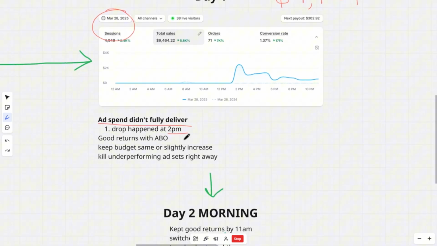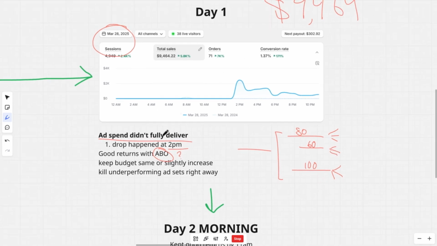So we had good returns with ABO. What is ABO, if you are wondering? This basically means this is your campaign, this is your ad set, and then under each of these you have your ads. So ABO is setting the budget like this. I want this one to have $80. I want this one to have $60. I want this one to have $100. This is ABO. So these three ads will get this $80 to spend, these three ads will get this $60 to spend, and these three ads will get this $100 to spend. Why that's important is I'm going to explain what I switched it to. I turned it off of that. But we had good returns with ABO.